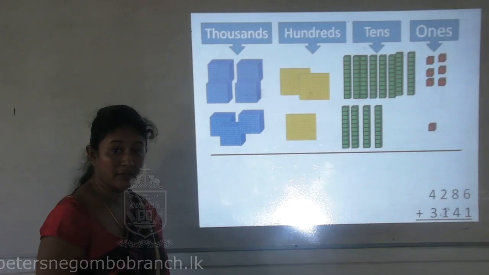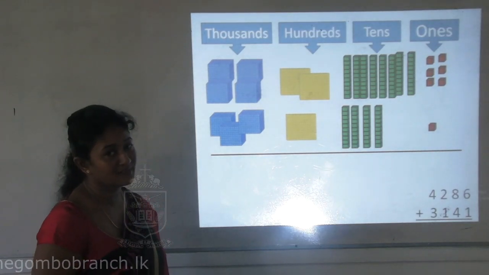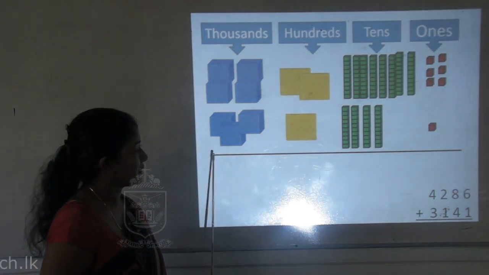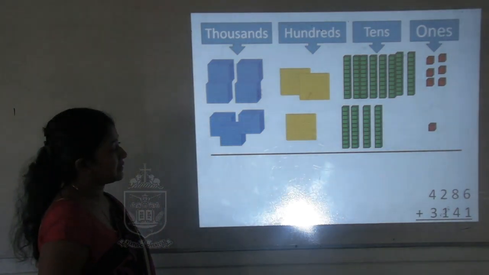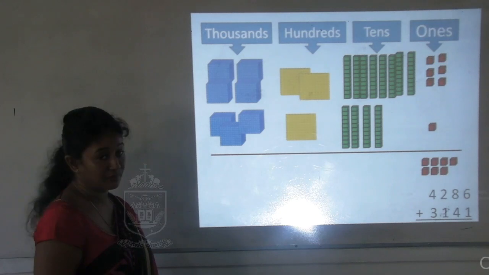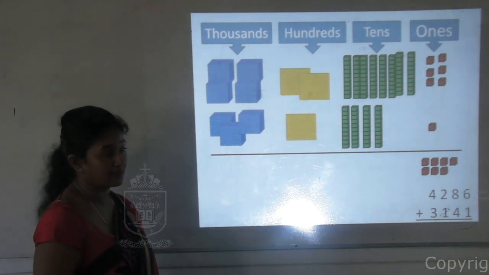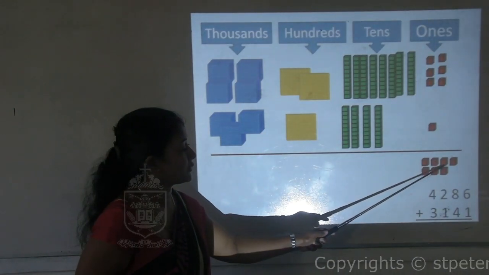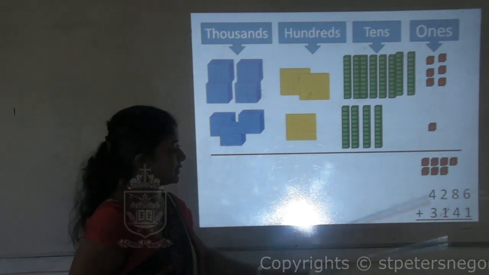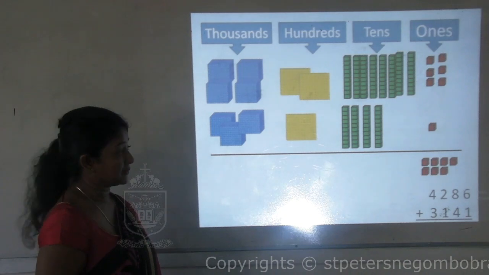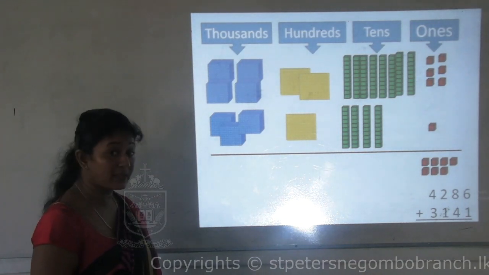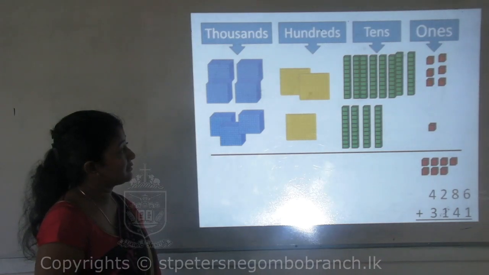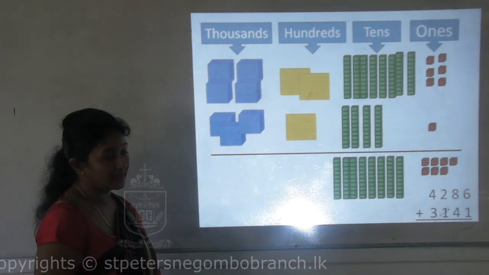What are we going to do now? Yes, we are going to add these 2 numbers. Before that, we have to draw this line, children. Yes. First of all, we have to start from one side. Let's count all the ones. 1, 2, 3, 4, 5, 6, 7. There are 7 ones. Now, which place do we have to go? Yes. The next place is the 10's place.